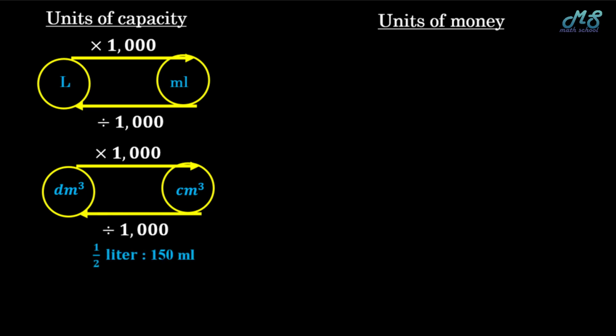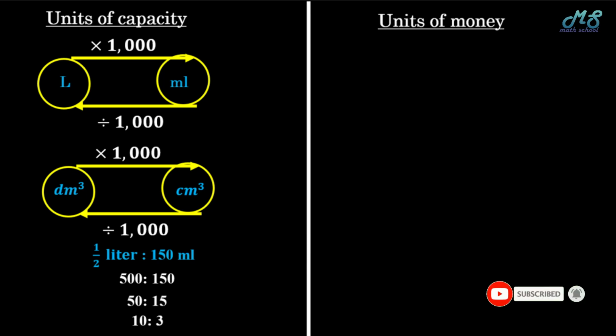For example, to find the ratio between half liter and 150 milliliter, we studied before that half liter equals 500 milliliter to be the same unit. Don't forget. So 500 to 150, divide both sides by 10 equals 50 to 15. Dividing by 5 again equals 10 to 3 in the simplest form.